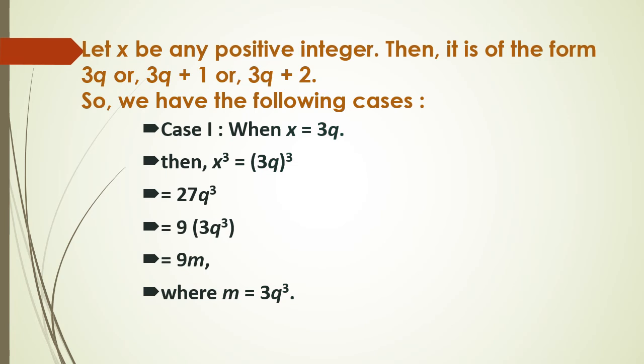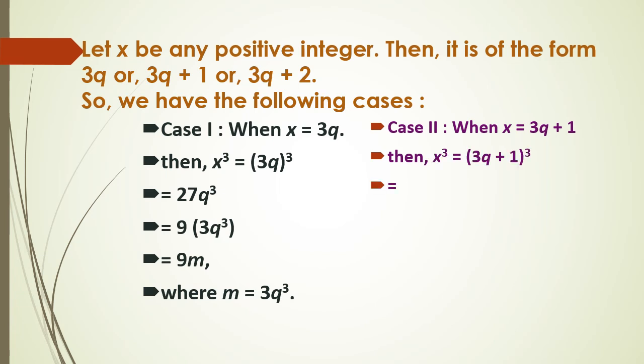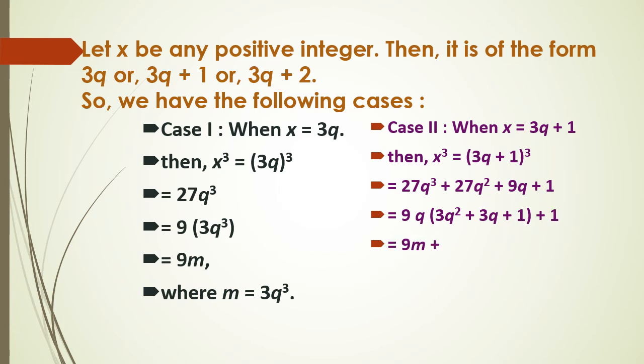Case 2. When x is equal to 3q plus 1, then x cubed is equal to 3q plus 1 whole cubed. Now here we are using the identity a plus b whole cubed. That is a cubed. So first let me take stepwise. A cubed means 27q cubed. 3q cubed is 3 cubed, 3 3s are 9, 3 9s are 27, and then q cubed.